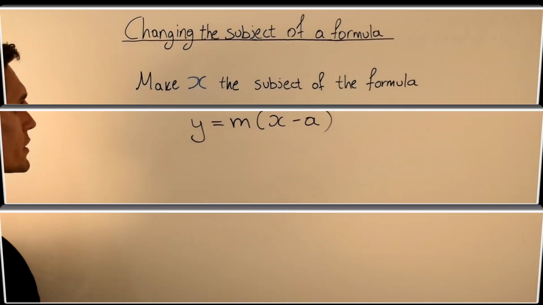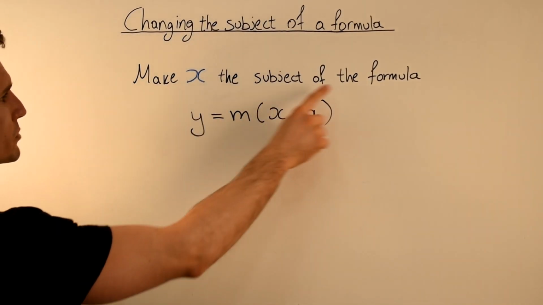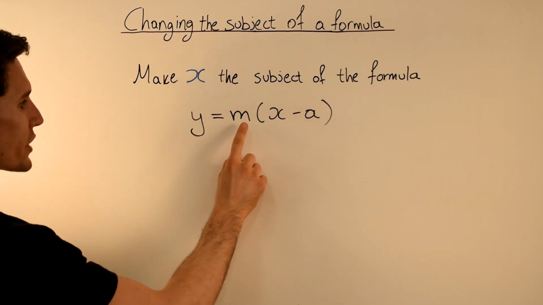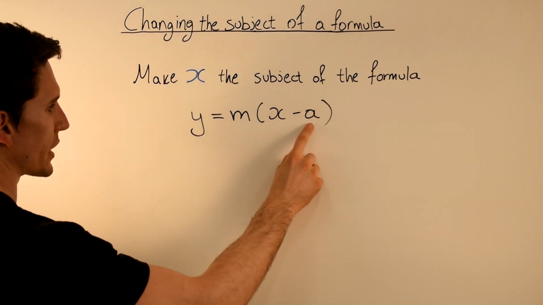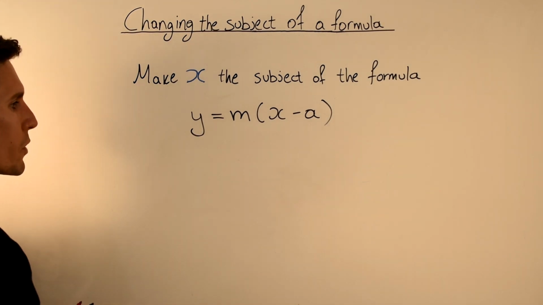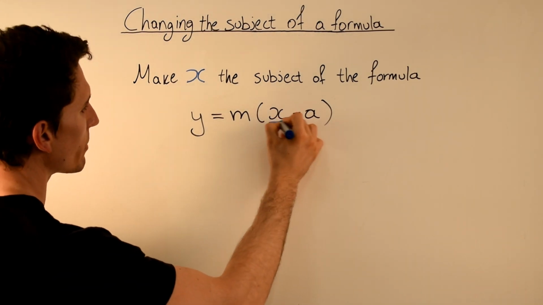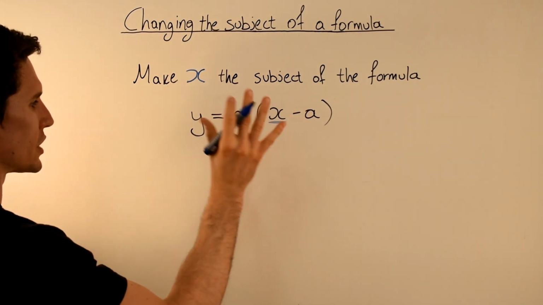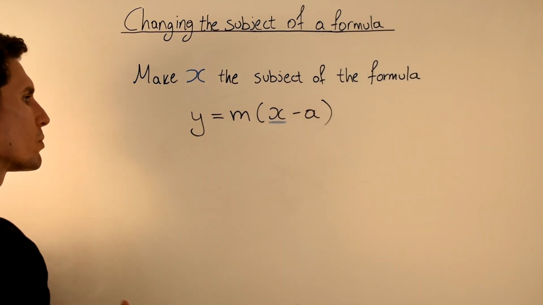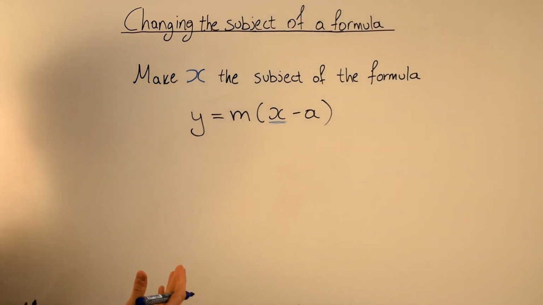Okay, so in this final example, we have to make X the subject of the formula, Y equals M times X minus A. Okay, let's start with underlining X to remember that this is the term we need to keep on one side. So that means we will need to move everything else to the other side.